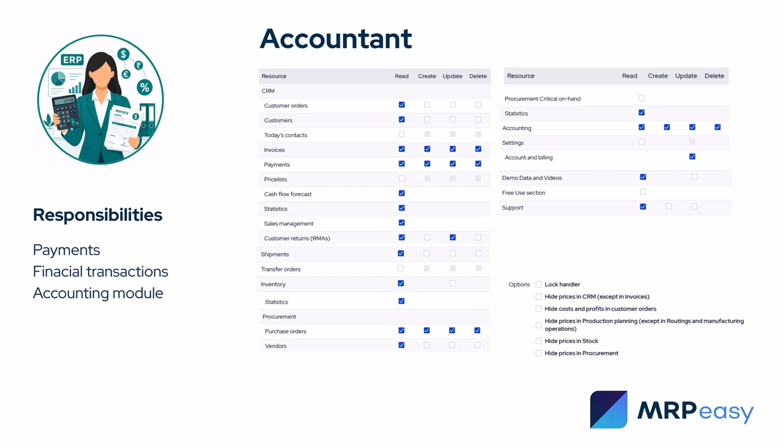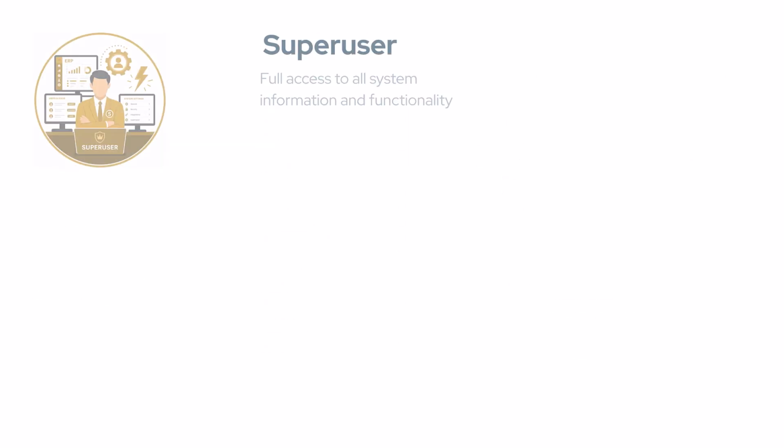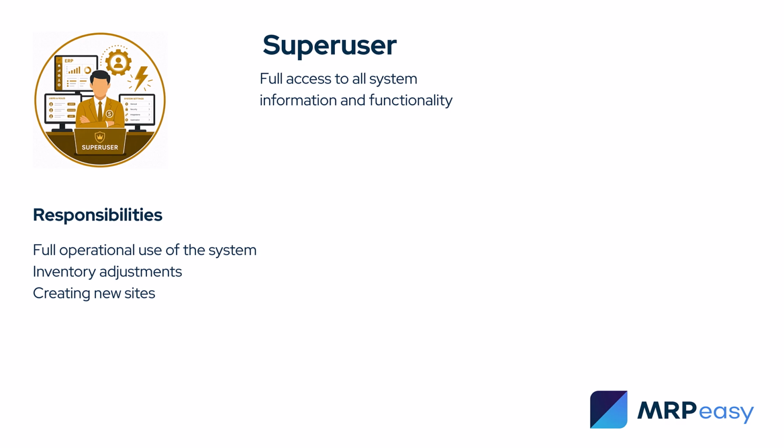In the accounting module, the accountant has full access to all features, including creating, editing, approving, and managing accounting entries, journals, and reports. By default, the administrator has full access to the system. However, if your company wishes to separate business and technical responsibilities, two different roles may be used. In this case, the super user is defined as a business-focused role responsible for the operational use of the system. This role has full access to all system information and functionality and is responsible for tasks such as inventory adjustments and creating new sites.